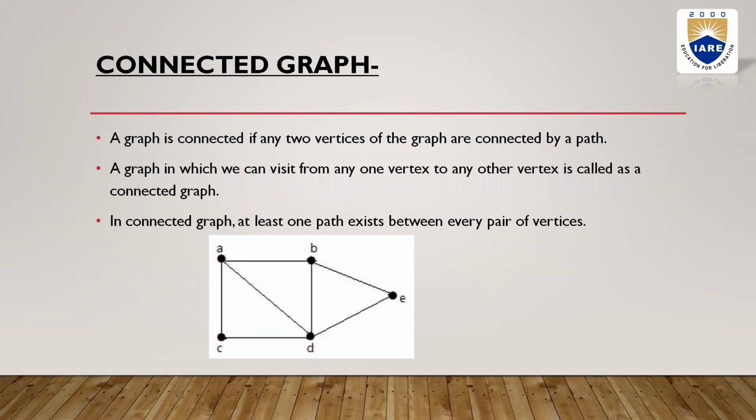For example, in this diagram, we have A to B connection and B to E and E to D and D to C and A to D. So this is a connected graph because here at least one path exists between every pair of vertices. So this is a connected graph.